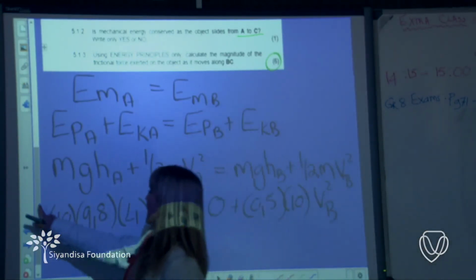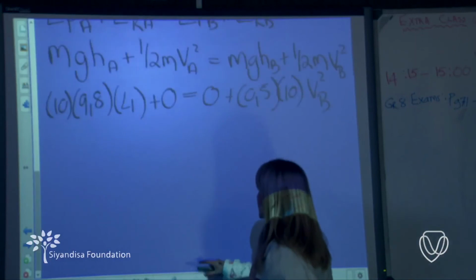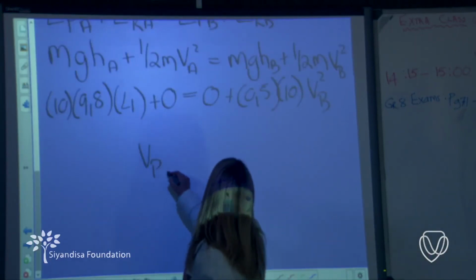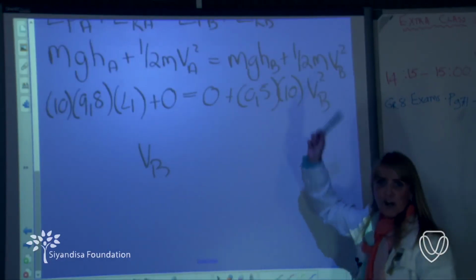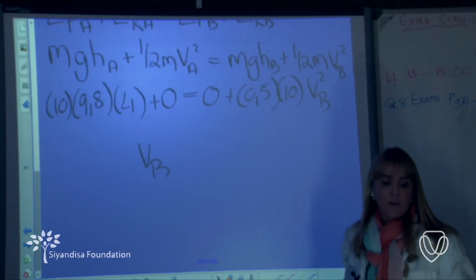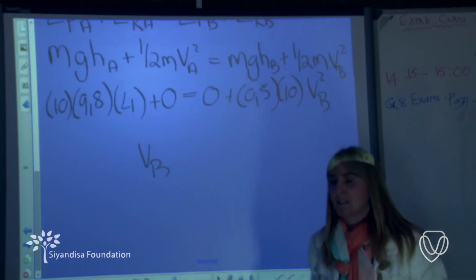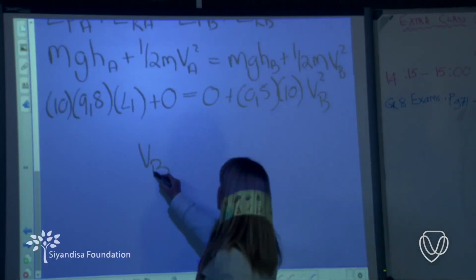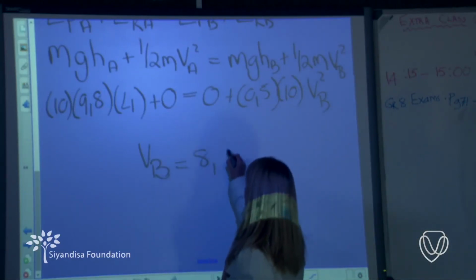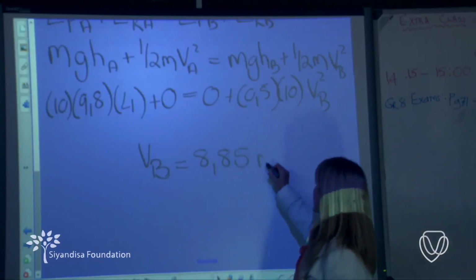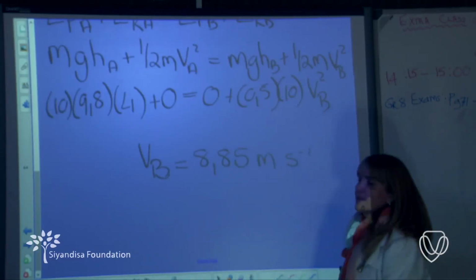If you now simplify and you solve for the velocity at B, please don't forget to square root your answer. It's one of the biggest mistakes when using kinetic energy calculations, that we forget to square root the answer. And you should end up with an answer of 8,85 meters per second.